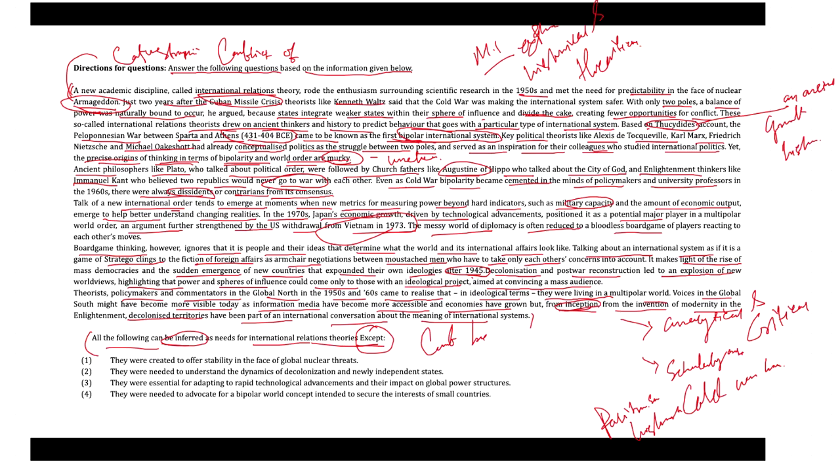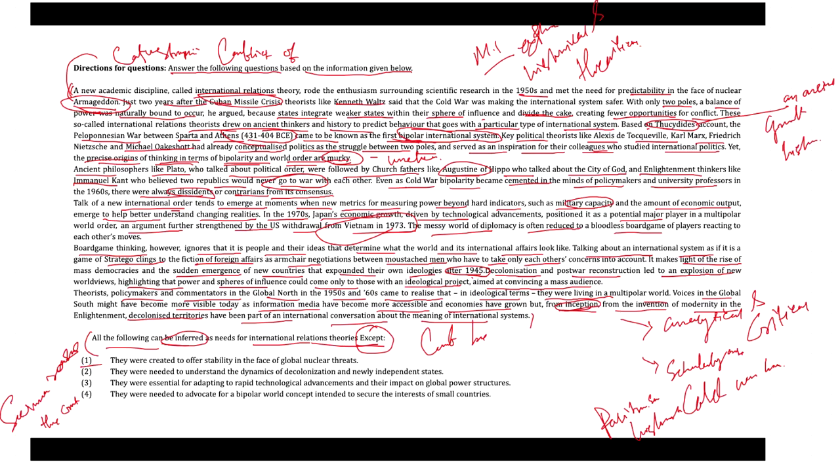Now, if you look into that, the passage explains what? The passage explains several reasons for the creation and the development of international relations theory. Let's look at the choices. Which of the options cannot be inferred from the text?